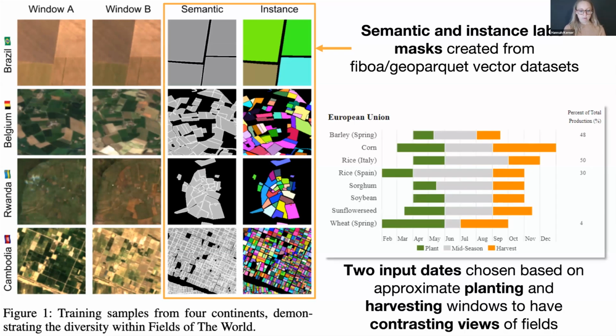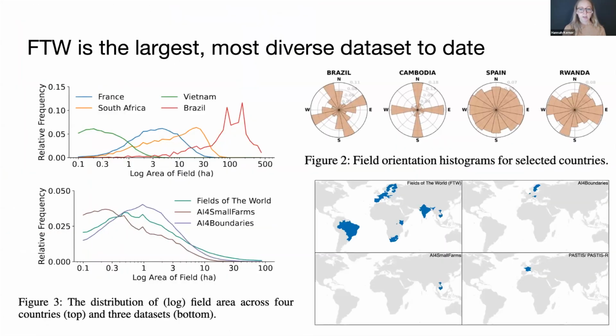And we also have for each of those label masks, the corresponding satellite data from Sentinel-2 at 2 different points in time. So we tried to get these contrasting views of the fields in order to better reveal where the boundaries are for each field. And those approximately correspond to the planting and harvesting timelines of each of the regions.